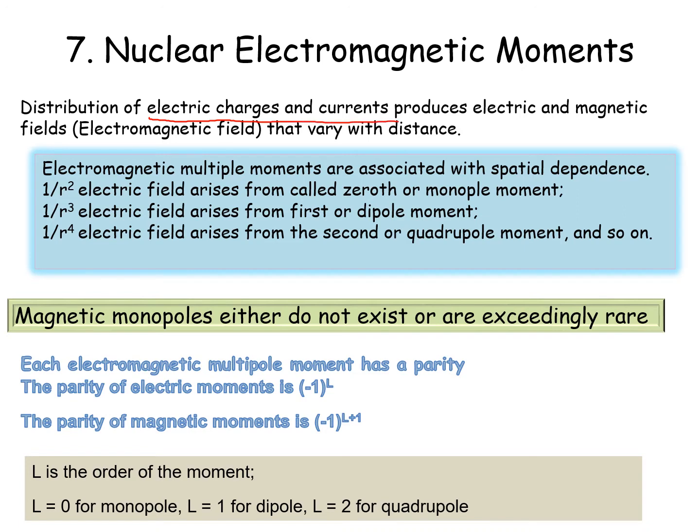electric charges and currents produces electric as well as magnetic fields, which in combination are called the electromagnetic fields, and they vary with the distance, or we can say that they have spatial dependence. So it is necessary to assign the charge and current distribution and electromagnetic multipole moments. So we can say that the electromagnetic multipole moments are associated with the spatial dependence, meaning they vary with the distance.